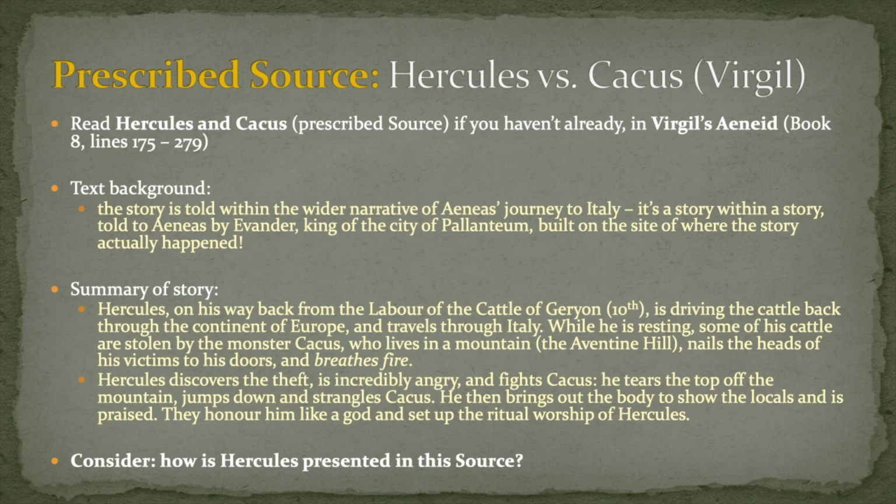And Hercules, in fact, rips the top off the mountain, and then Cacus is breathing fire and smoke, so there's all this smoke coming out of the top of the mountain and the whole area is shaking. And then Hercules jumps down into the middle where the smoke is thickest, because that's where he thinks Cacus will be. And he gets Cacus and he strangles him until apparently his eyes bug out of the sockets and his blood stops running. It's a pretty graphic death. And then he brings the body out to show the locals and is praised, and they honour him like a god and set up the ritual worship of Hercules.